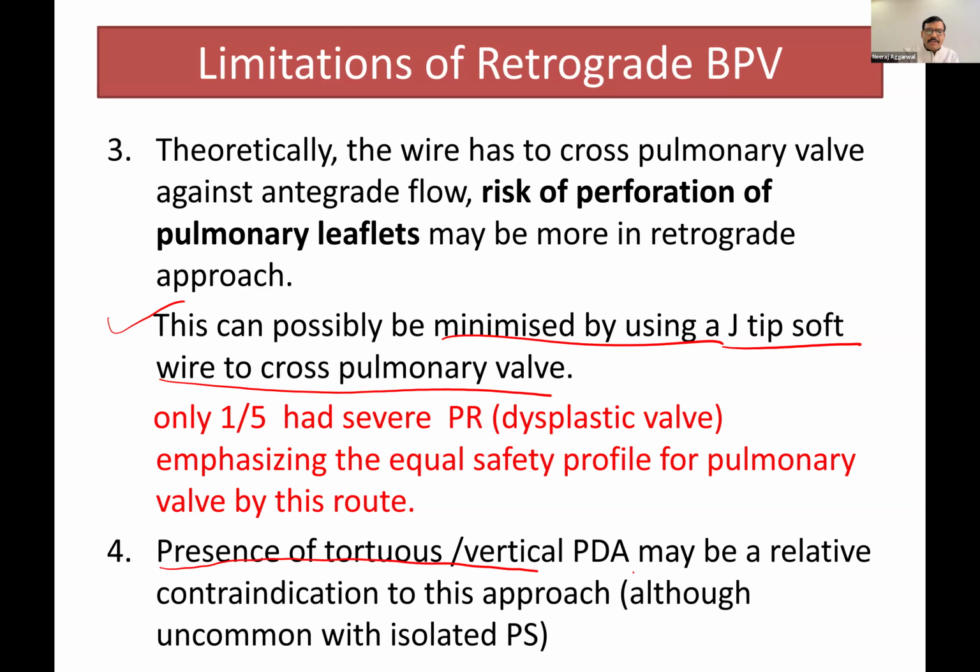Now, this is an important part: presence of tortuous or vertical PDA. This may be a relative issue. Though vertical PDA is not commonly seen with associated PS, sometimes there is a tortuous or vertical PDA, and then you have to go like this to reach the pulmonary valve. This may not be comparable to the routine PDA, which has a smooth course, but here it may not be that easy to cross the pulmonary valve.